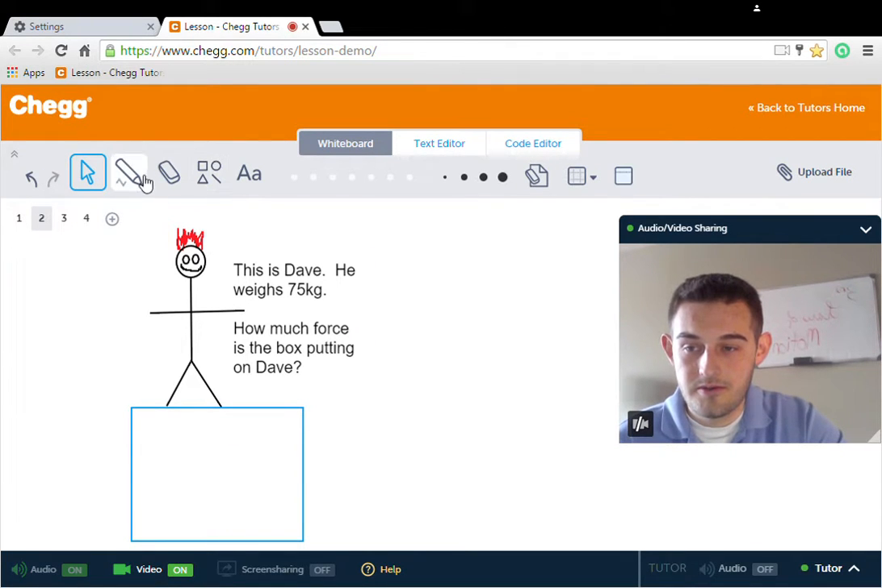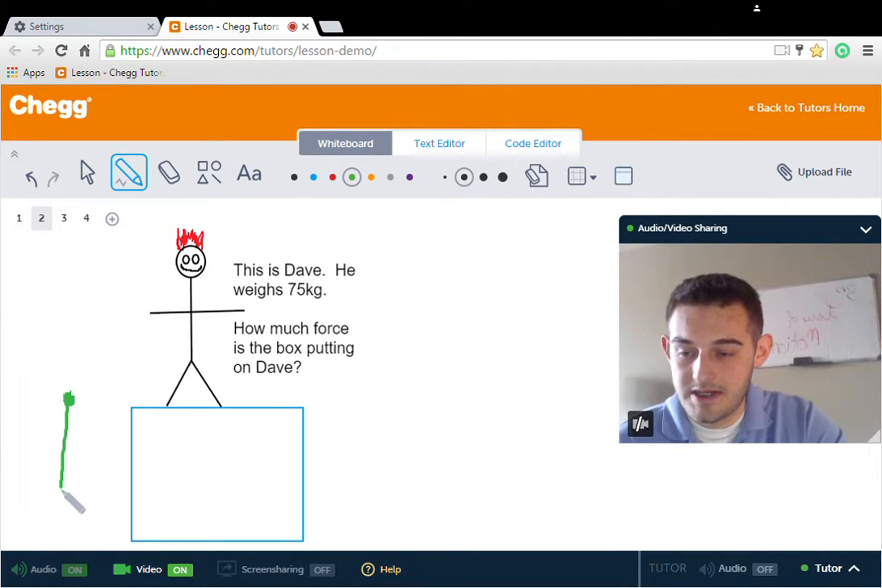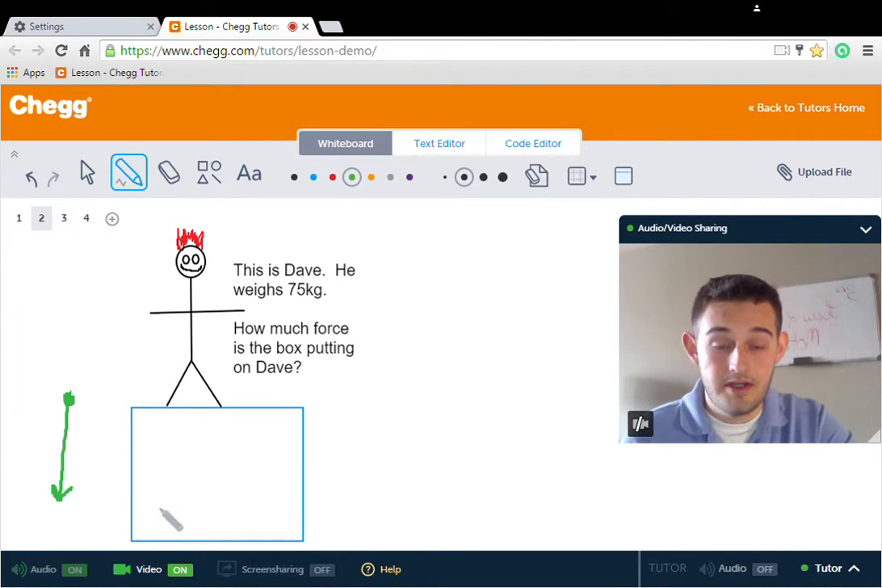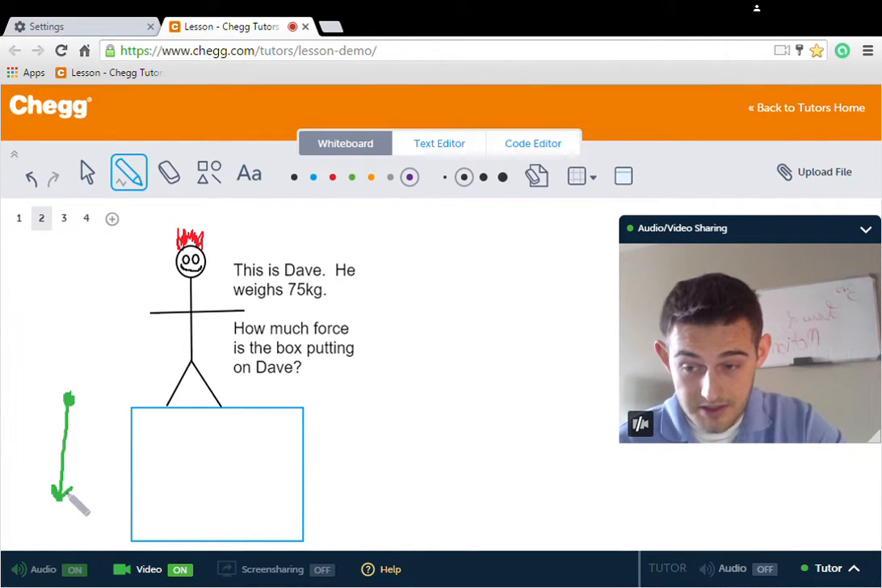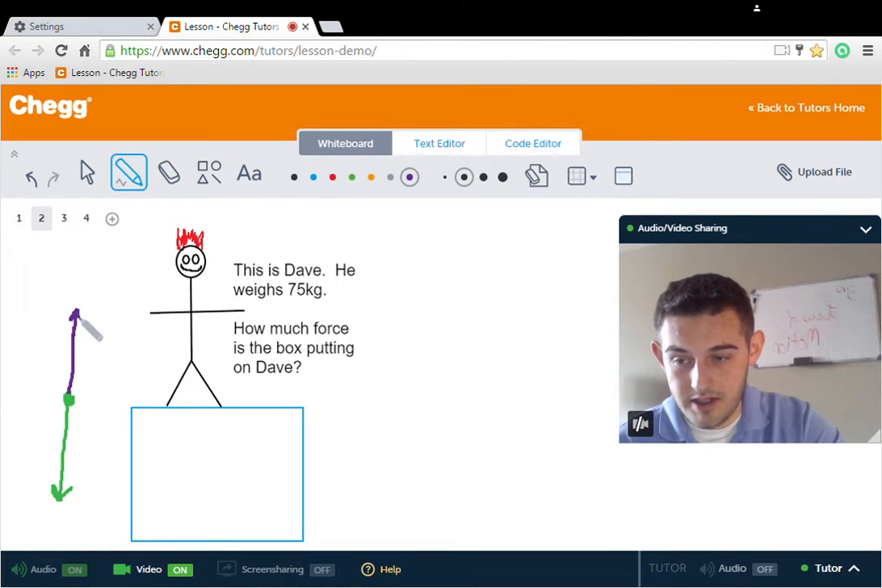And so we will do what is called a point diagram. We have a point here which represents Dave, and he is applying a force down on the box. Now the box, according to Newton's third law, is applying a force equal to this force, but in the opposite direction. So these two forces are equal, but in opposite directions.